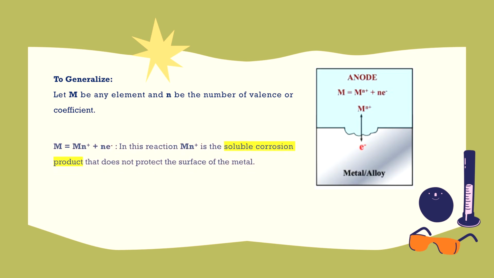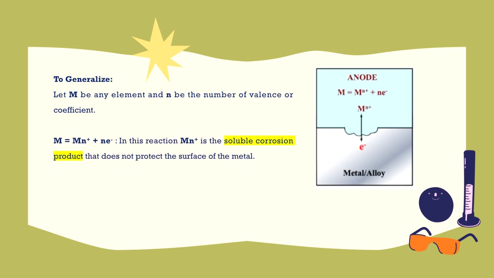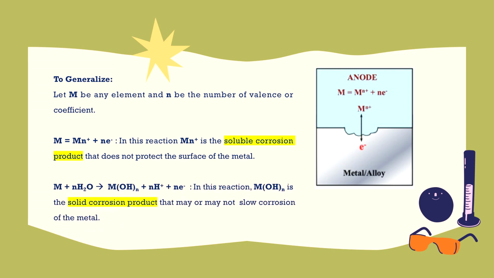To identify the corrosion products, we will make a general representation of elements. To generalize, we let M be any element, and n be the number of valence or coefficient. In this particular form of equation, where M equals Mn raised to the positive, plus ne raised to the negative, we can automatically identify that the soluble corrosion product is Mn raised to the positive. Now in this form of equation, which is the combination of the elements equation, we can obtain that the solid corrosion product is M(O) subscript n.